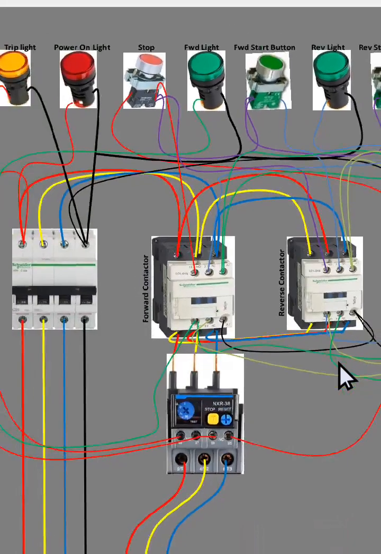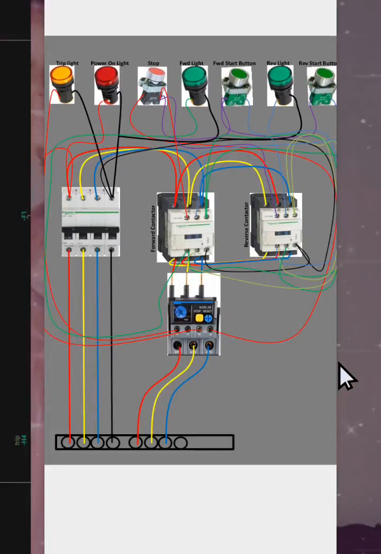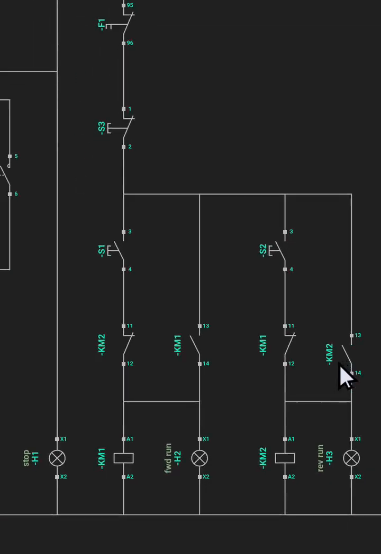So guys, they are all just the same. You have to follow through the schematics. Once you follow through these schematics, do your connections, you will get it right. Once you press your start button, the forward contactor comes on, and once you press your reverse button, the reverse contactor comes on. The motor will be in a reverse operation. So you just have to follow this accordingly, you will get it.